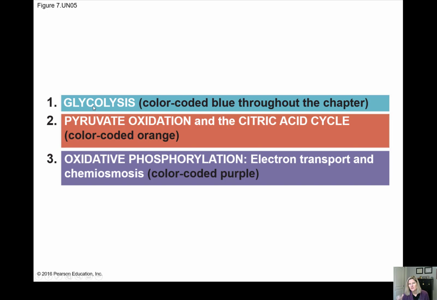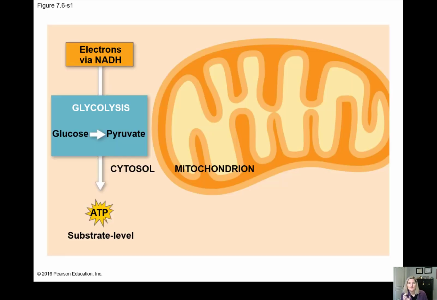So glycolysis is always labeled as this blue stage throughout the chapter. Pyruvate oxidation and the citric acid cycle, or Krebs cycle, is orange, and then the oxidative phosphorylation, where we have the electron transport chain and chemiosmosis, you'll see as purple. So let's start out by simplifying everything for the purposes of our lecture quiz for this week. We're not getting into the nitty-gritty details, but we do need to understand the phases a little bit.